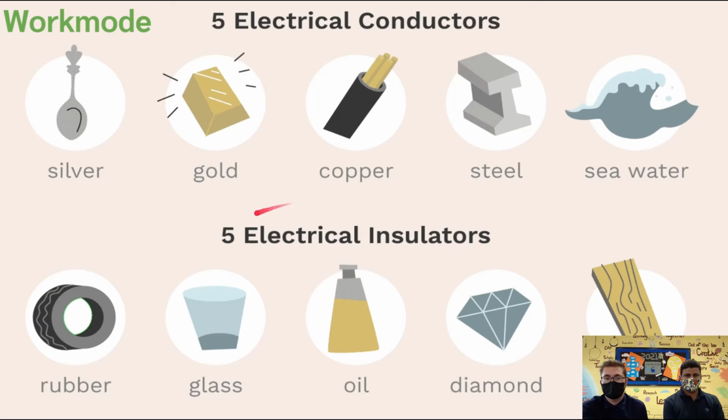And you have some electrical insulators such as rubber, glass, oil, even diamond, and dry wood. Okay, so that is why electricians use rubber gloves when they handle wires so that they don't get a shock. Okay? And basically the difference, as you saw in the video, is that electrical conductors have free electrons, so they can move around. Insulators do not have free electrons, so they cannot conduct electricity.